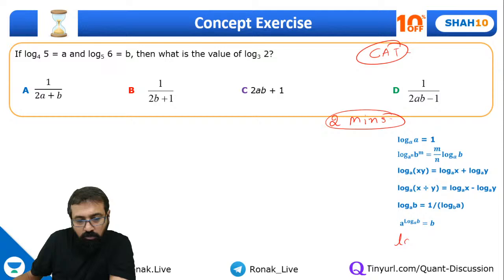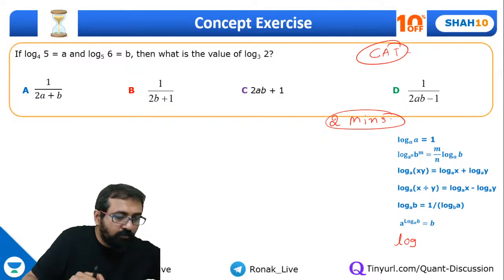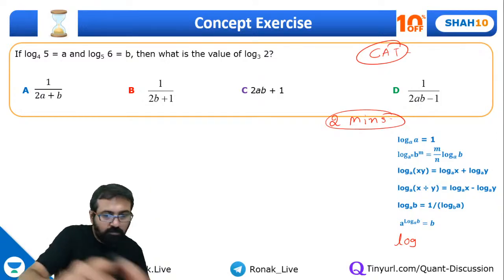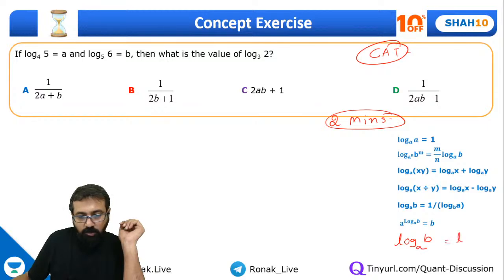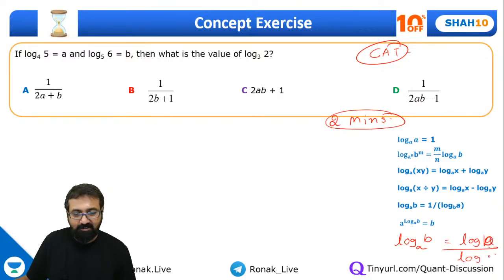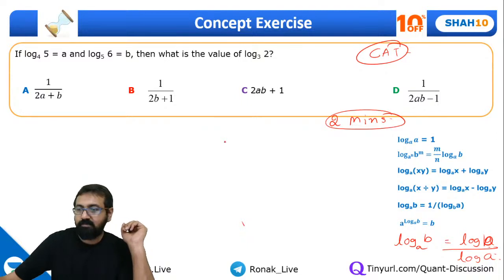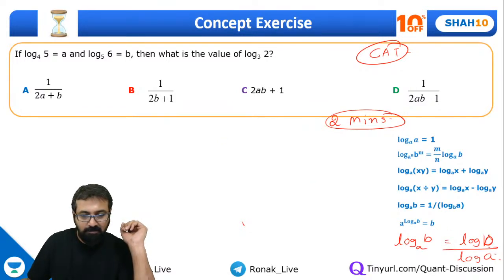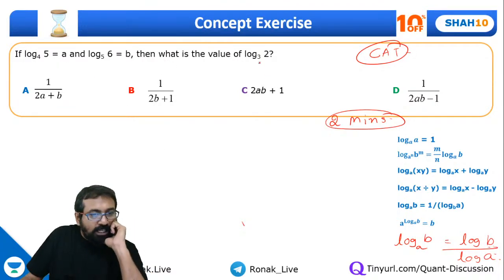Again, you may require to apply this rule, log of B with base A is equal to log of B upon log of A. So guys, we want to find out log of 2 with base 3, in the form of A and B.